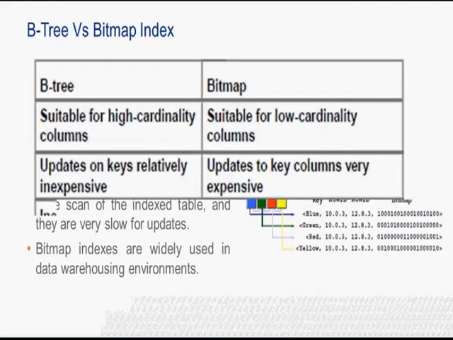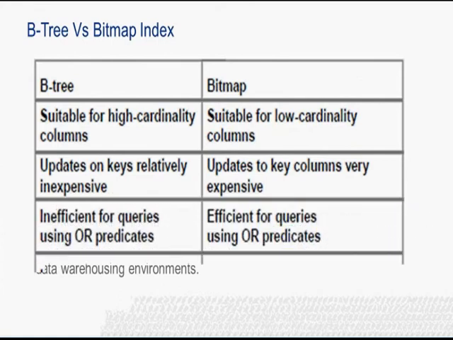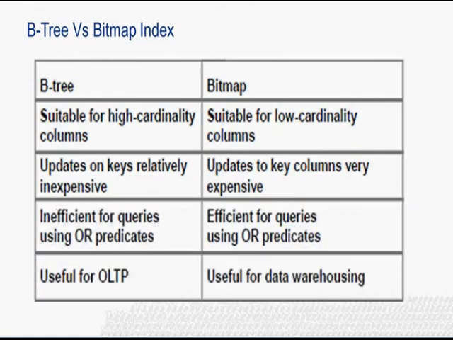Bitmap indexes are more compact than B-tree indexes when used with low cardinality columns. Updates to key columns in a bitmap index are more expensive because bitmap uses bitmap segment level locking, whereas in a B-tree index, locks are on entries corresponding to individual rows.